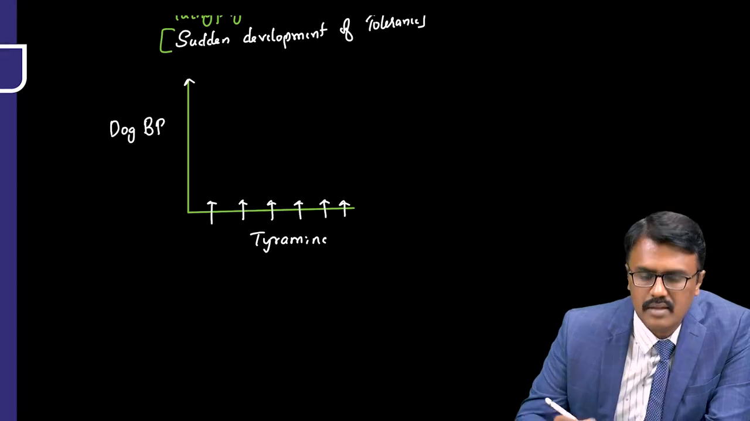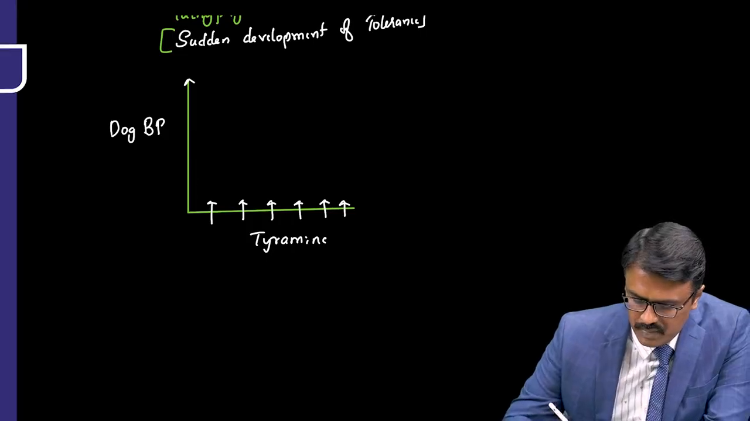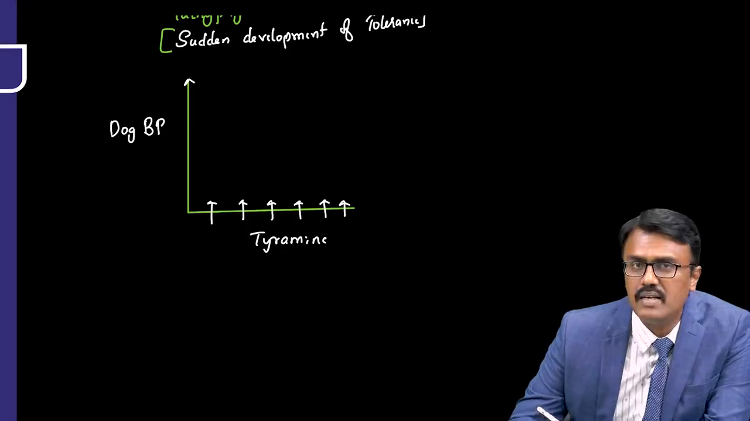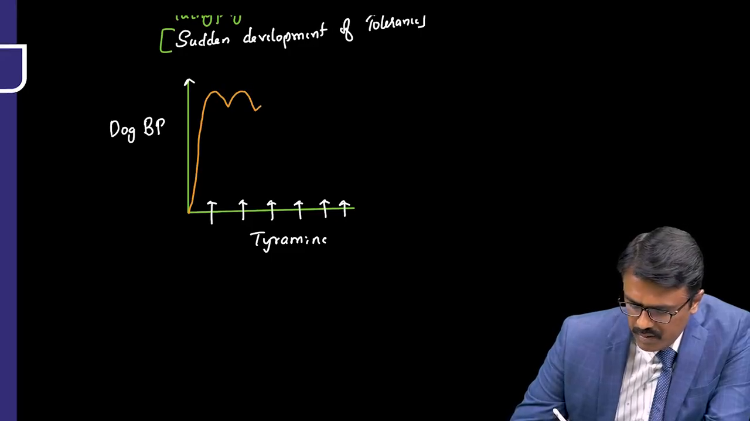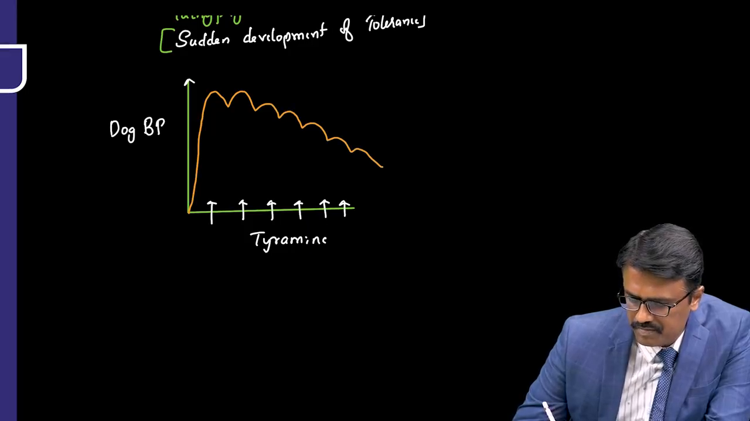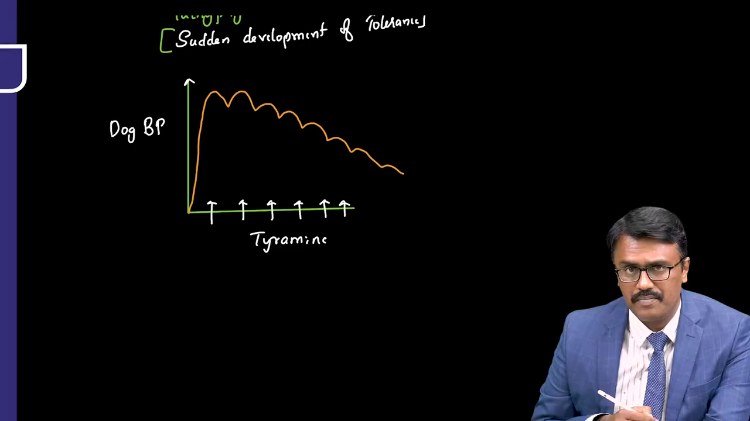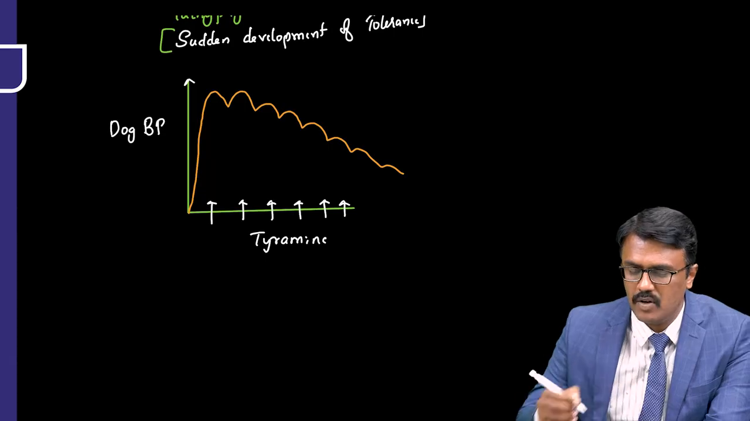Initially when they gave it, obviously tyramine is an indirect sympathomimetic, so it increased the BP. Again they gave it, BP increased. Again they gave it, BP increased, but later what happened? The BP started falling down. Now why did it increase and later fall down? It should have increased the BP, right? But this is happening because of tolerance.